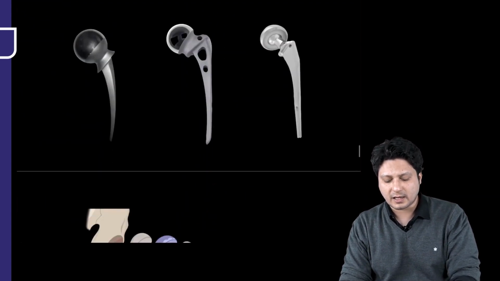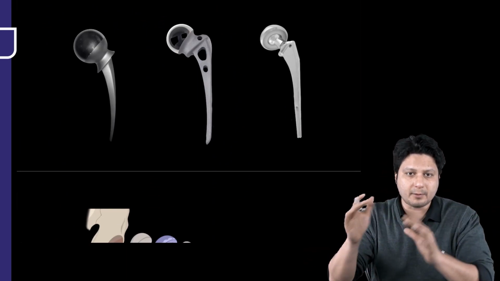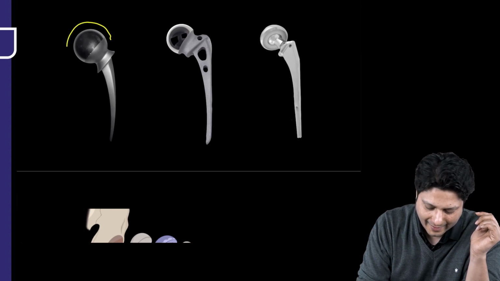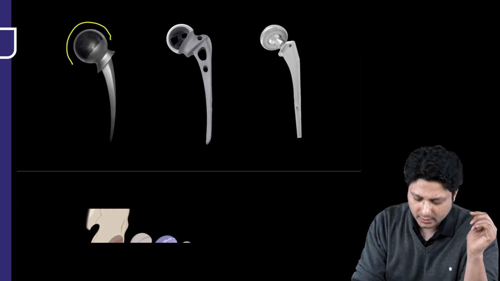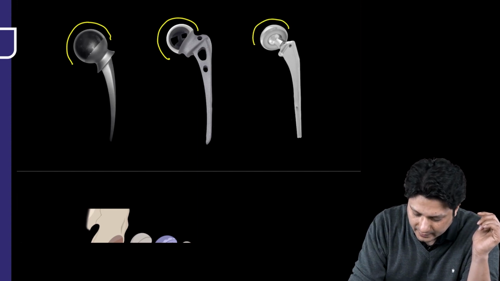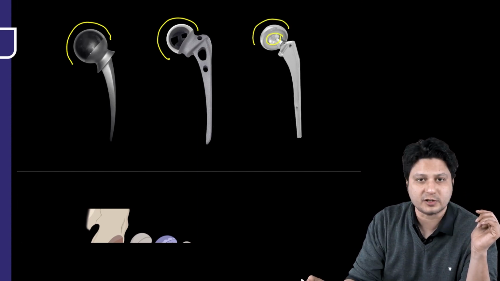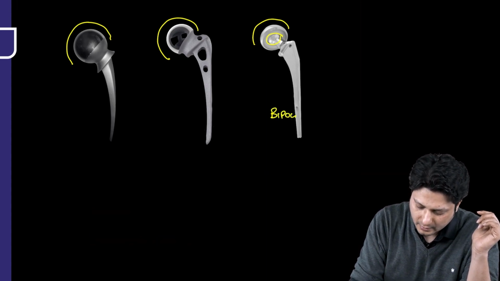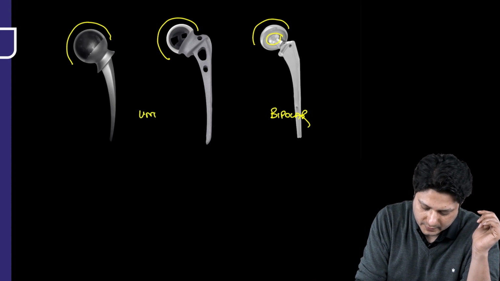Hemiarthroplasty-related implants are of two types, unipolar and bipolar. In the unipolar implant, there will be a single head. As you can see, this is a single head, unipolar. Here, there is a single head, unipolar. But if there is a shell and inside that shell there is the head, that means it is bipolar. So here we are visualizing a bipolar prosthesis, and both of the others are unipolar prostheses.